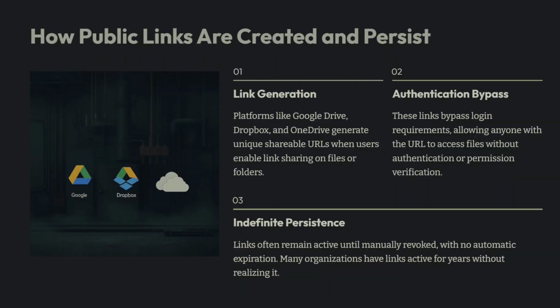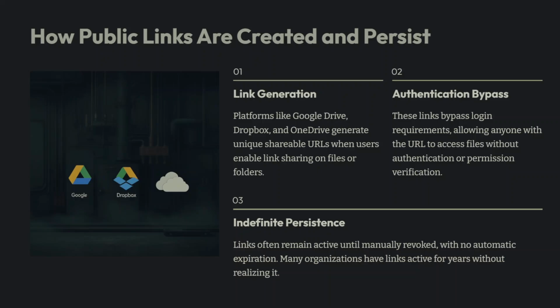And it leads directly to step 3, indefinite persistence. Unless you manually go back into the sharing settings and hit that disable button, that link remains active. The default setting is effectively share forever. Share forever. And the sources confirm this is the major technical flaw. It's what allows organizations to have highly sensitive data public for years without ever realizing it.